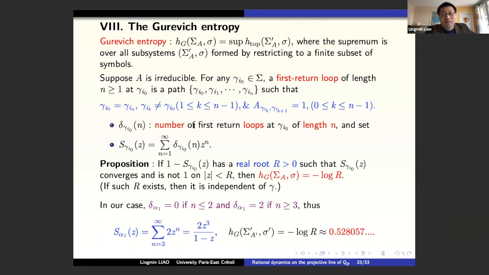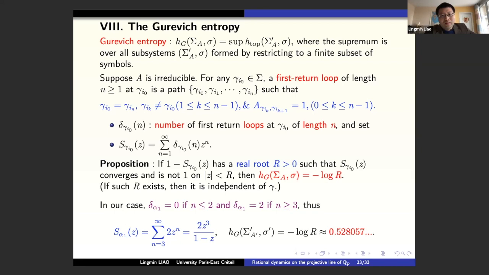You need to count the number of loops. So if your graph starts from one point and you go back, you have one loop. You calculate how many loops there are with length n. You then construct this series and use the root of 1 minus this series. This is R, and then you take minus log R, you will find the entropy. And for our case, the lemma is that if you can find R, it does not depend on which symbol you start.